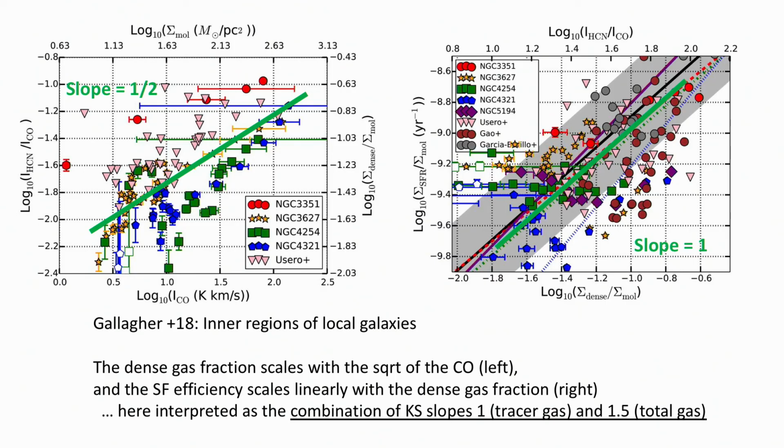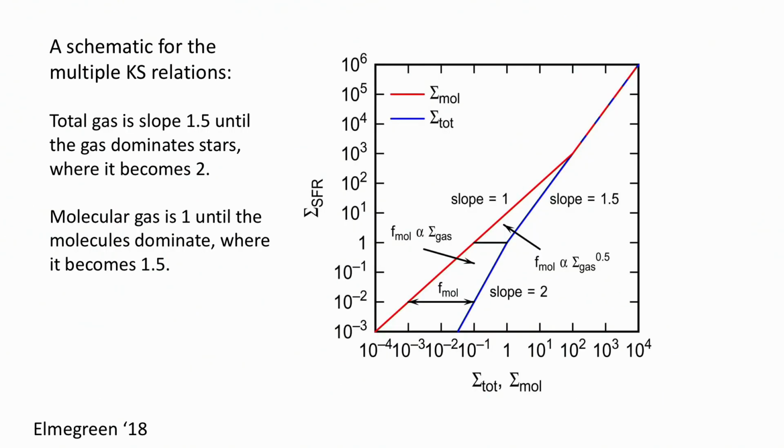So here's a schematic, and then finally I'll show the conclusions. The schematic is, if we look at total gas, slope 1.5 in the main disk going to 2 in the flare. If we look at molecules, it's always a slope of unity because it's just following the tracer until the molecules dominate the gas, and then it goes to the same as the total gas relationship. And the difference between those is the molecular fraction on this log scale.